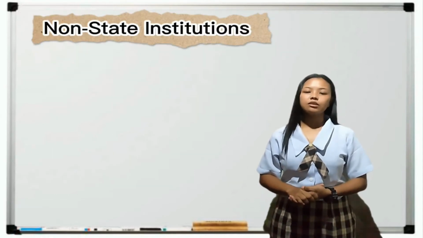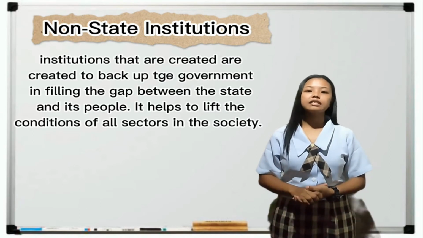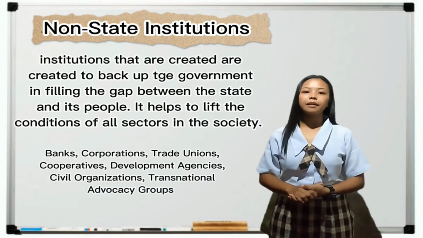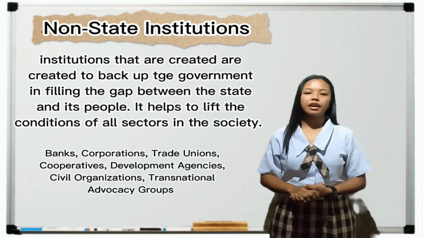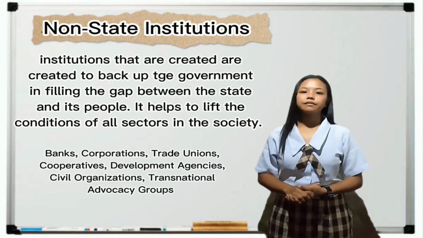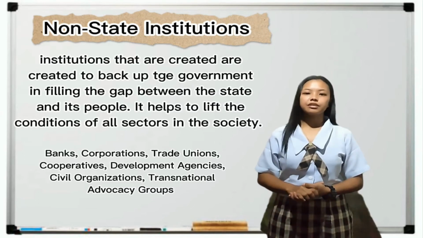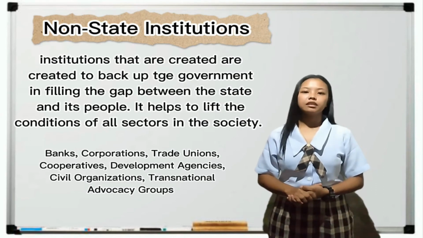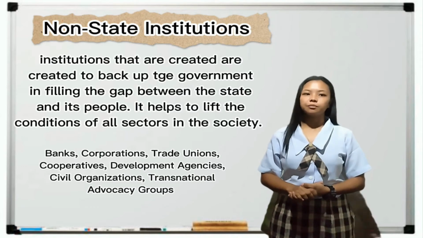The non-state institutions, also known as non-state actors, are institutions that are created to back up the government in filling the gap between the state and its people. They help to lift the conditions of all sectors in society. The examples of non-state institutions are banks, corporations, trade unions, development agencies, cooperatives, civil organizations, and transnational advocacy groups.